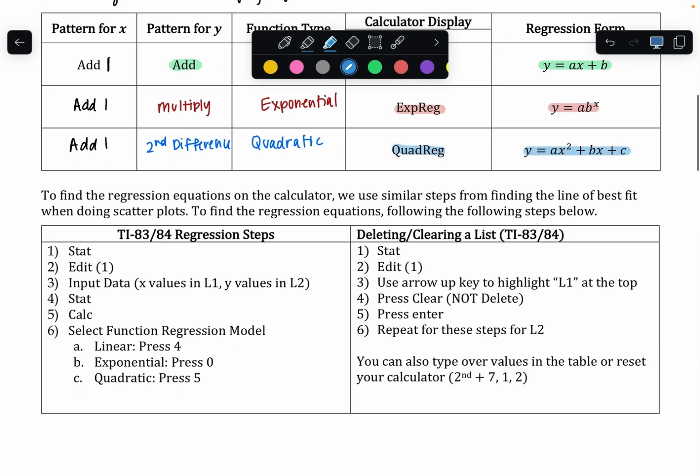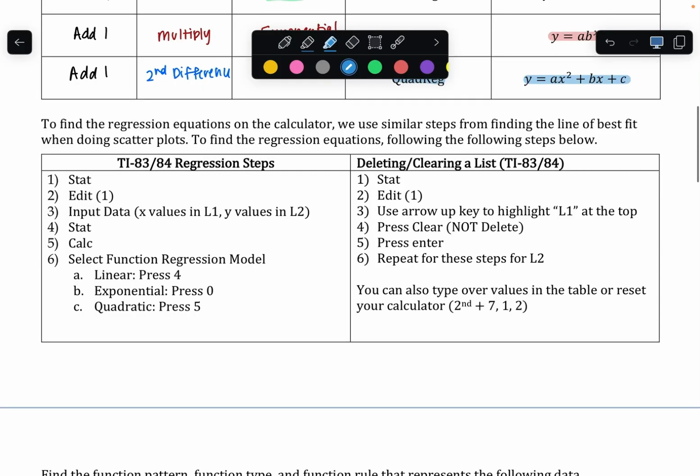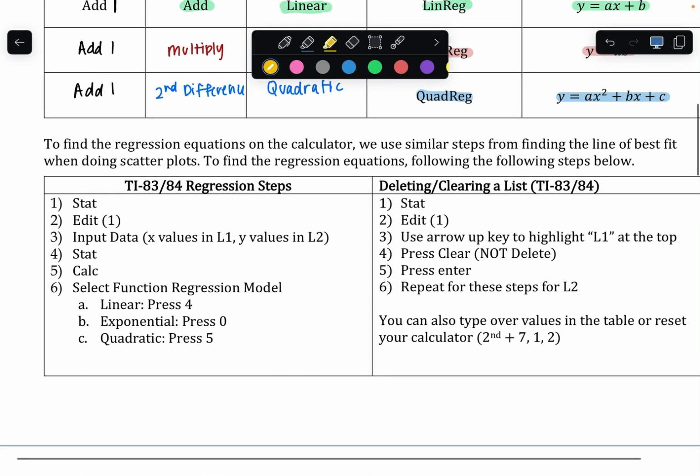Okay, and so we are going to do this in the TI-83, 84 calculator, and these are the steps. I'm going to highlight the main steps, but you always press stat edit first, and you're going to input your table into L1 and L2. Your x values go in L1, your y values go in L2. So stat edit, and then once your table is in, you're going to do stat calc, and if you want linreg, you're pressing 4. If you want exponential, you're pressing 0. And if you want quadratic, you're pressing 5.